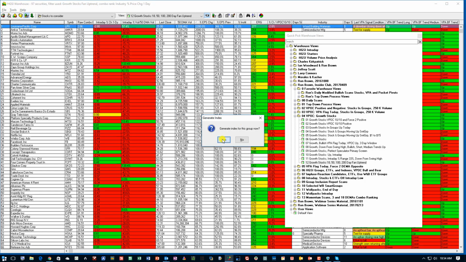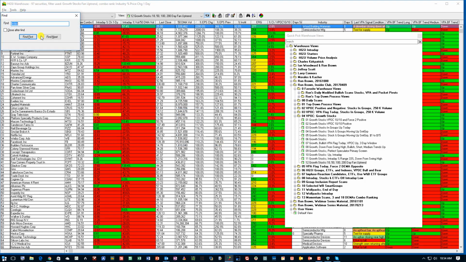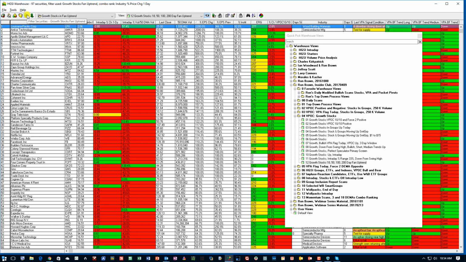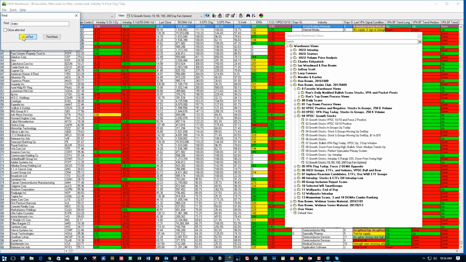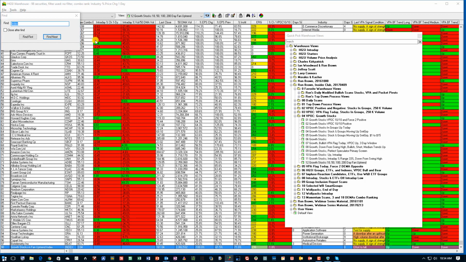I'll go ahead and generate this index, and let's see if we can locate that. I have to take my filter off, it looks like. Growth stocks and fan uptrend. So it's down here at the bottom.